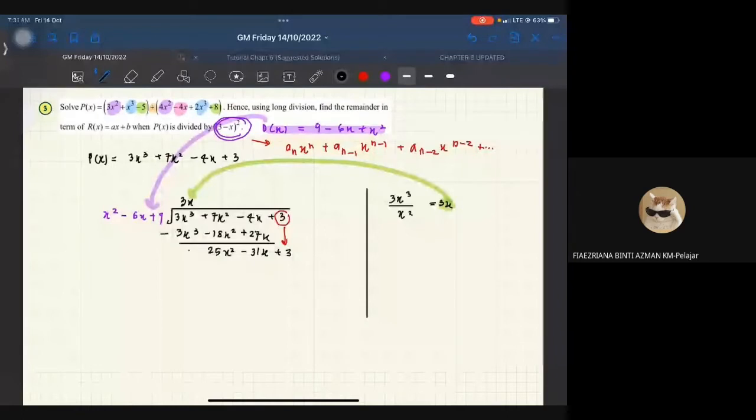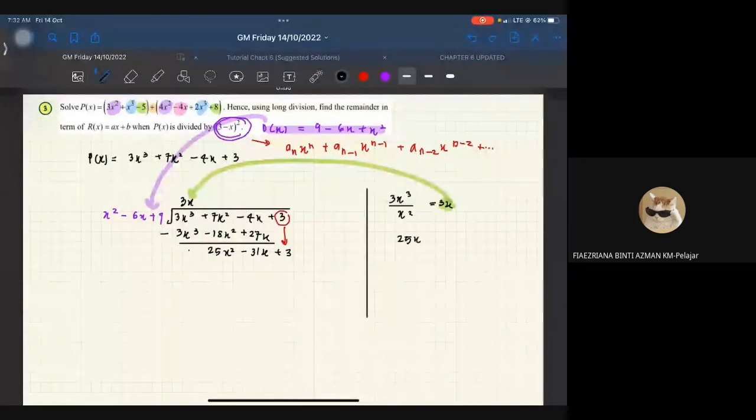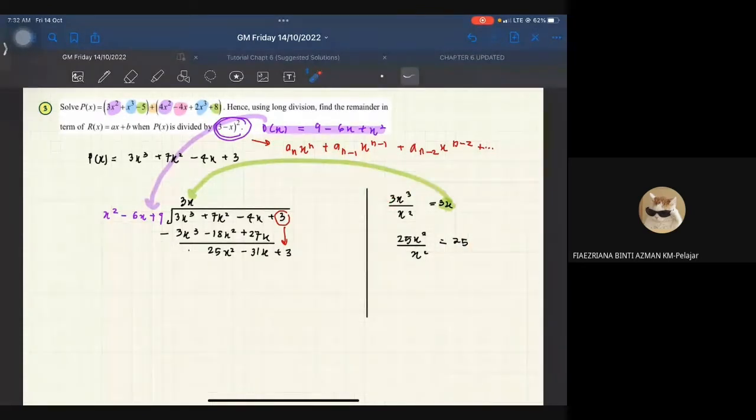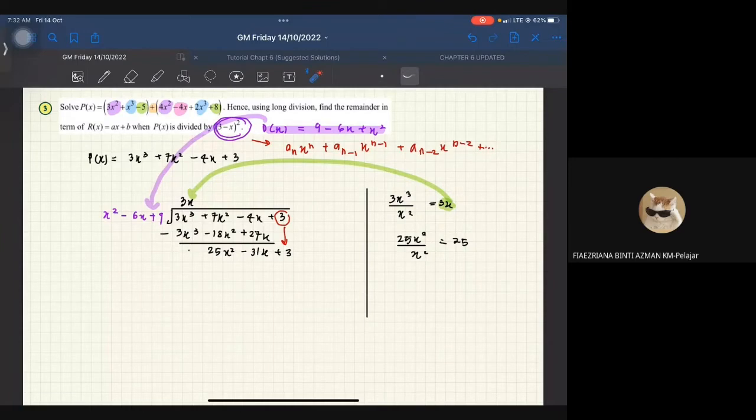So sekarang saya ada 25x square and saya bahagikan dia dengan x square. Okay, so I have 25x square. I divide it with x square. I will get 25. Okay, kalau awak dah mahir, if you are familiar with this one, awak dah tahu dah sebenarnya awak nak kena tambah dengan apa dekat atas ni. Okay, so you don't really have to do this one. So ini dia just a step, kiranya kalau awak tak pasti apa yang awak nak kena letak dekat atas ni, you can do this method.